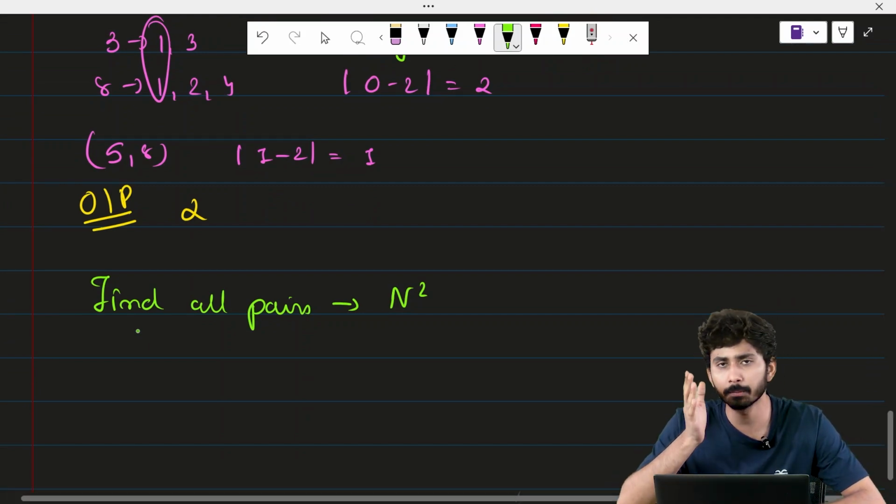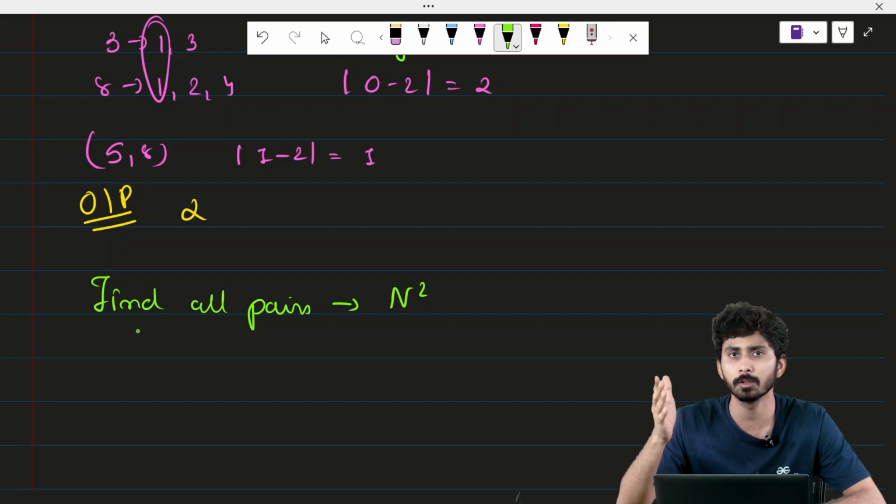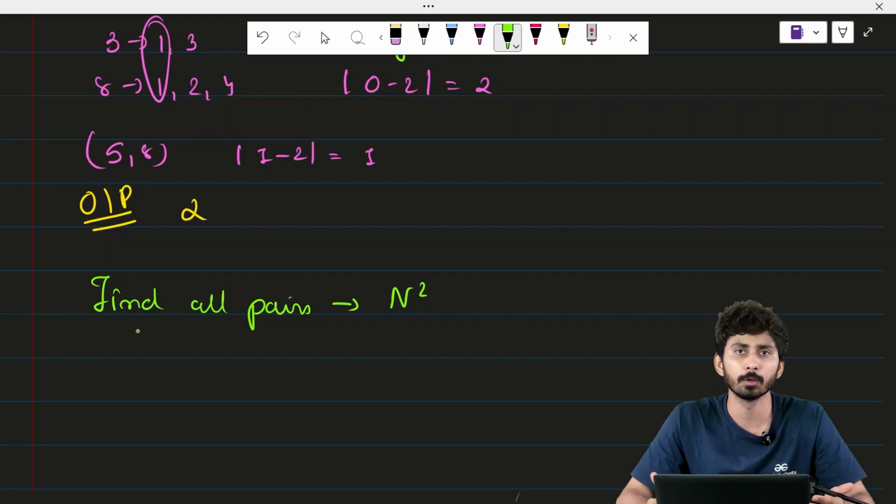And one more thing, there's a prerequisite in this question: if you're not aware of how to find GCD, there's an algorithm, the Euclidean GCD algorithm. So I would highly recommend that before solving this question, have a look at the GCD Euclidean algorithm. It will be helpful whenever you want to find the GCD of any two numbers.